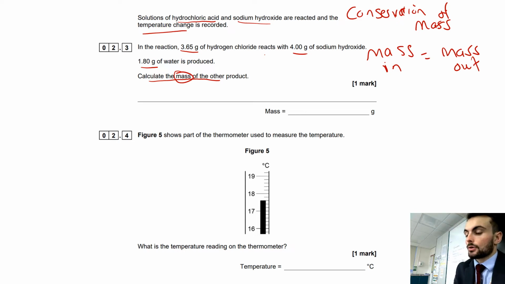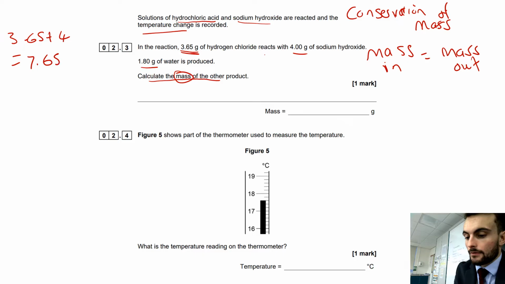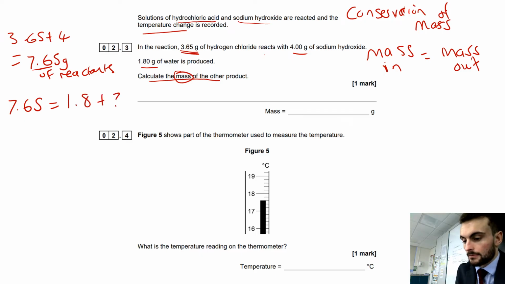So we figure out what the total mass going in is, so we just add up the two reactants we've got to start with. So that's 3.65 plus 4 gives us 7.65 grams of reactants. So that means the products must equal a total of this number. So then we can just chuck in the numbers that we've got. So 7.65 equals 1.8 plus something. So all we have to do is work out what the difference is. So we're going to do 7.65 take away 1.8, and you get 5.85.